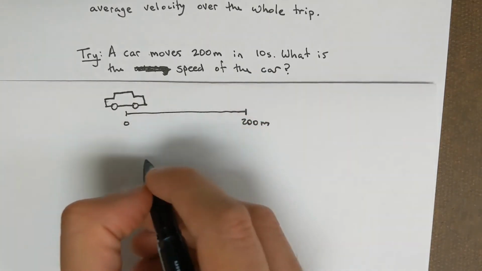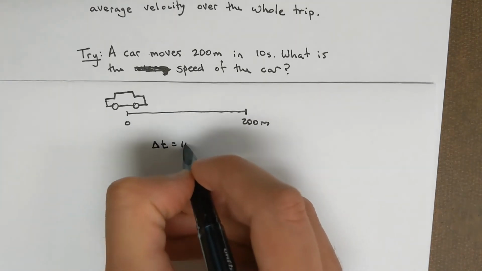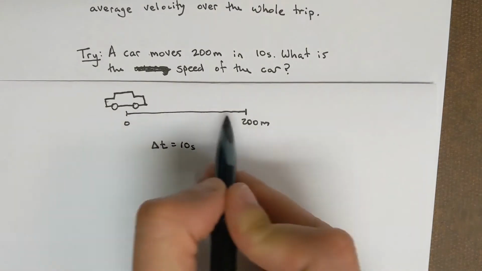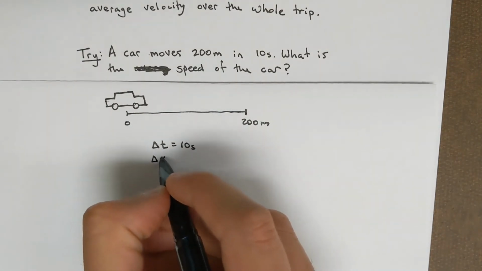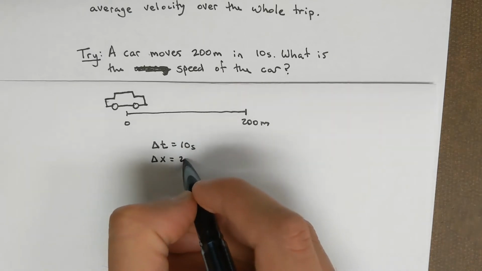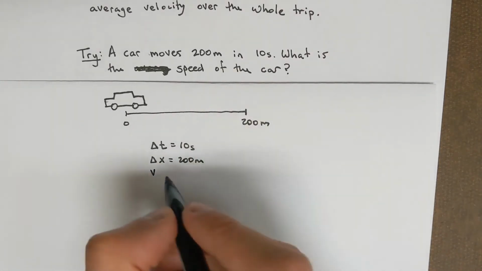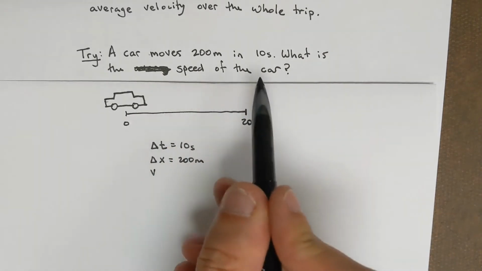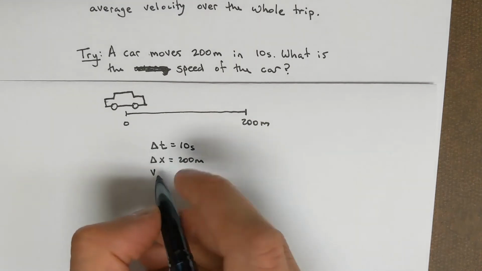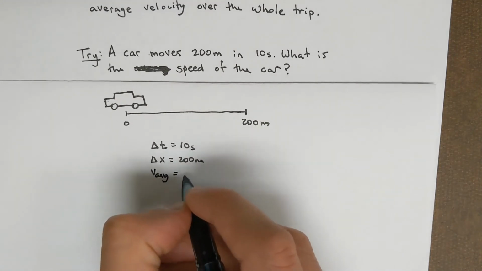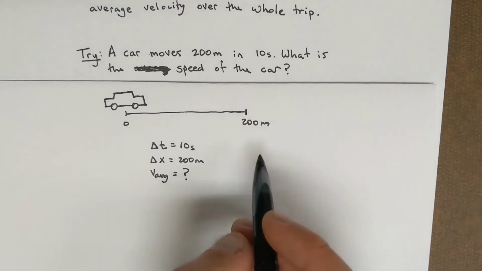So let's go ahead and write down the information that we're given. Delta t, the change in the time, is 10 seconds. The displacement of the car is 200 meters. And we're looking for the speed of the car, right? Speed is the same thing as velocity, it's just now we don't care about the direction that the car is moving. So we're going to use the same equation, but we're not going to care about telling anybody which direction the car moved.